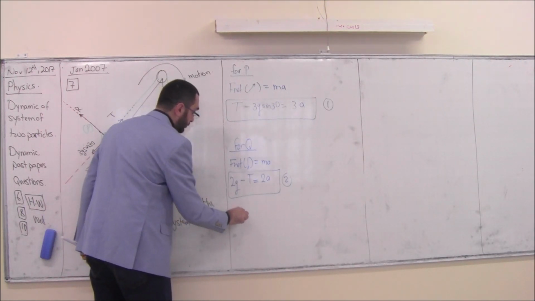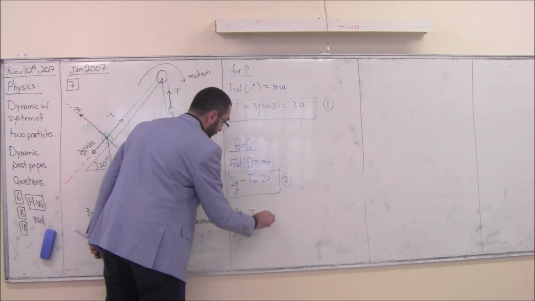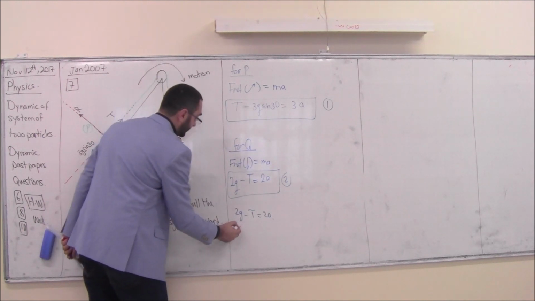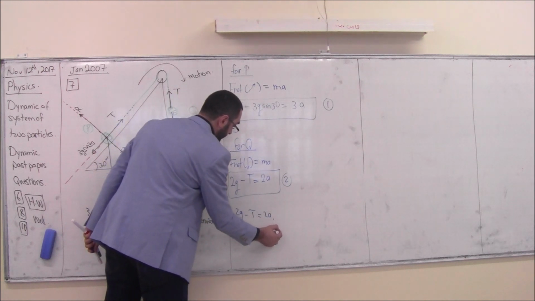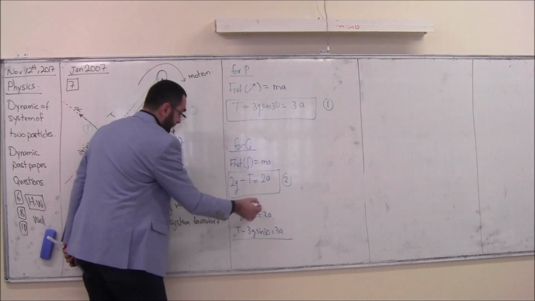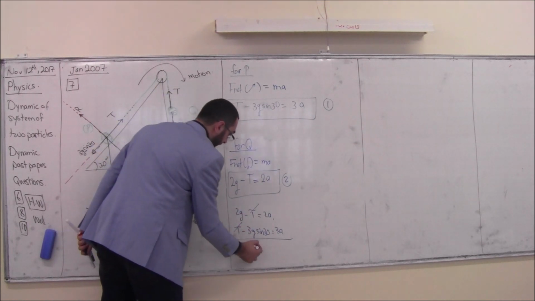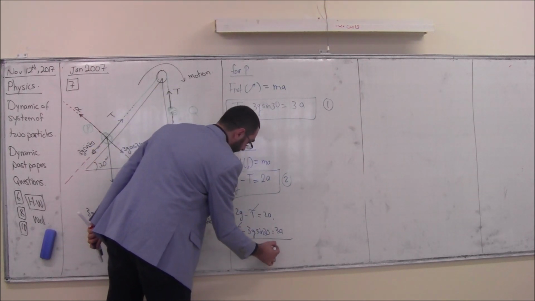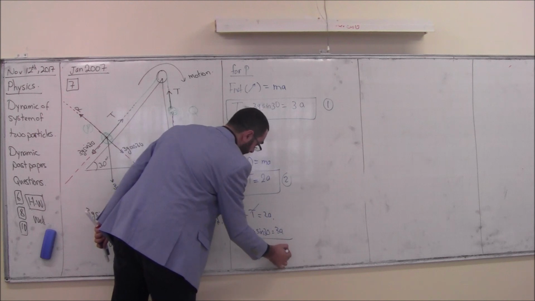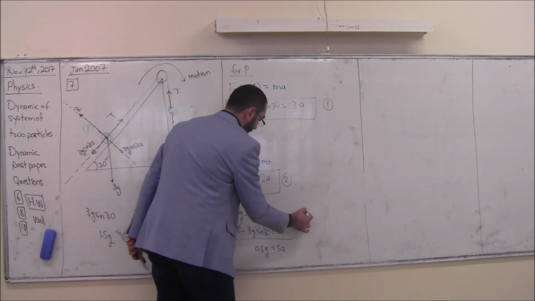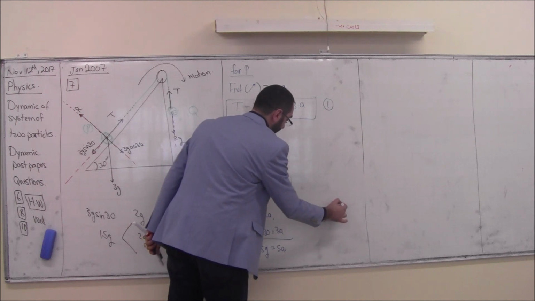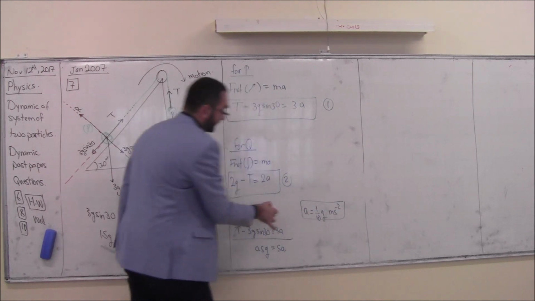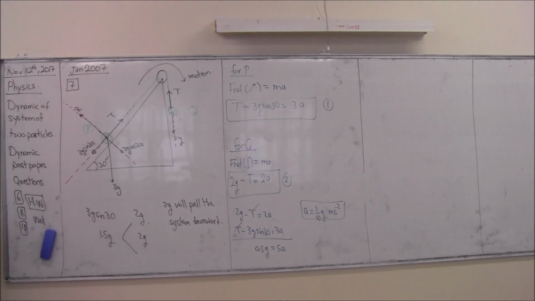So 2G minus T equals 2A, while T minus 3G sine 30 equals 3A. T cancels T, 2 minus 1.5 G equals 5A. So A equals 1 over 10 G meters per second squared. I can keep it as it is, or I can find it. Okay?